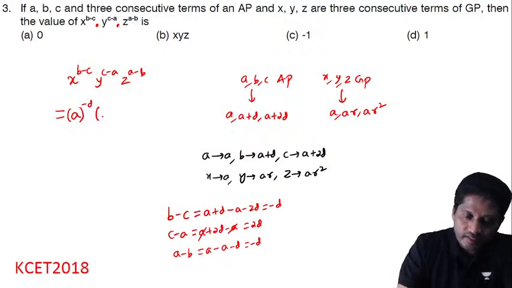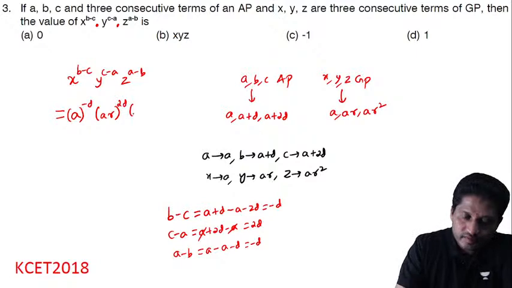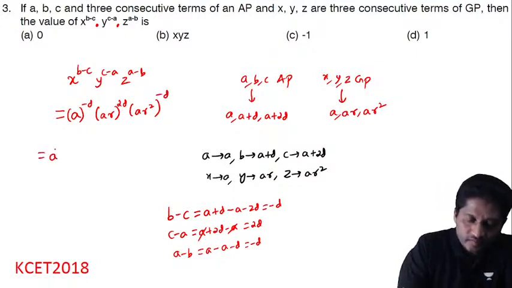Then y is equal to ar to the power of c minus a, which is 2d. That is equal to ar square. So (ar square) whole to the power of a minus b, which is minus d. This is a to the power of minus d, a to the power of 2d, r to the power of 2d, a to the power of minus d, r to the power of minus 2d.